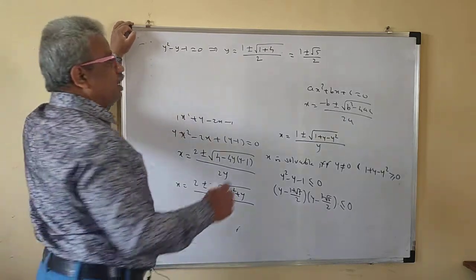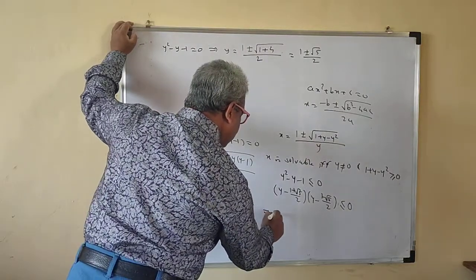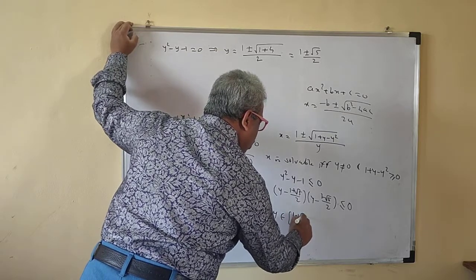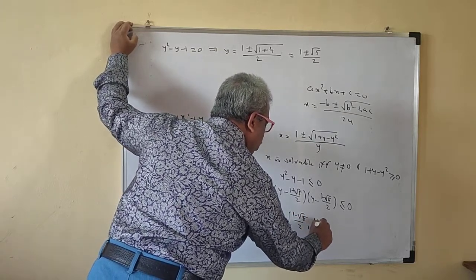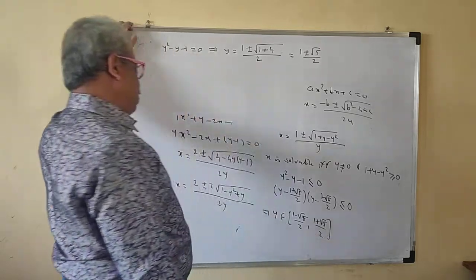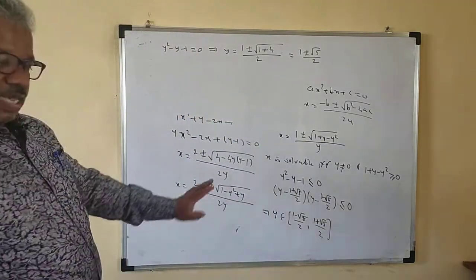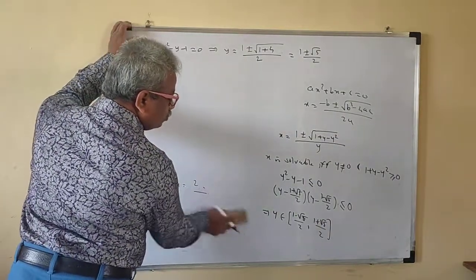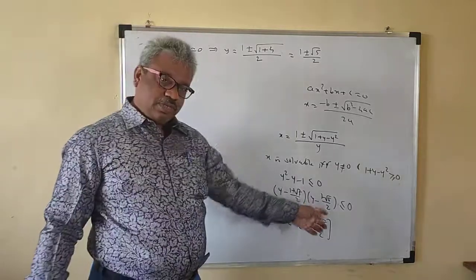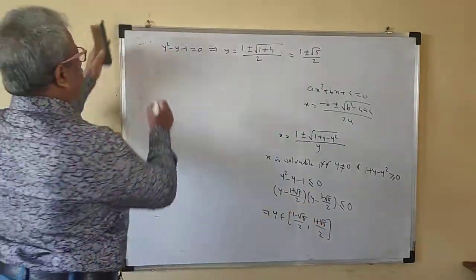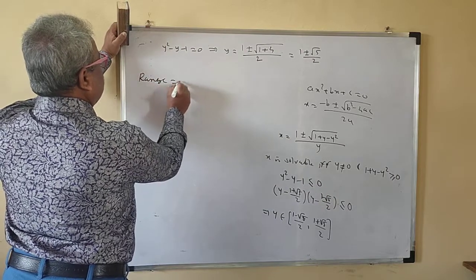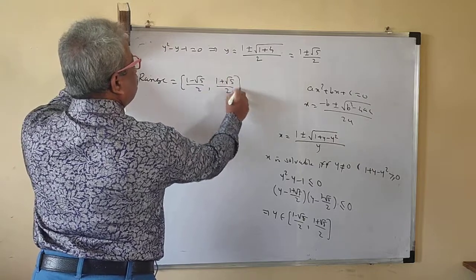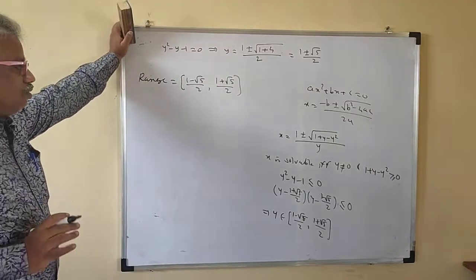So that means y belongs to, taking the smaller value first, 1 minus root 5 upon 2 to 1 plus root 5 upon 2. This will be your y. Possible values of y are these, and that is your range now. These are the factors of this one, you may check. So the range is 1 minus root 5 upon 2 to 1 plus root 5 upon 2. Now see, 0 is not included here.